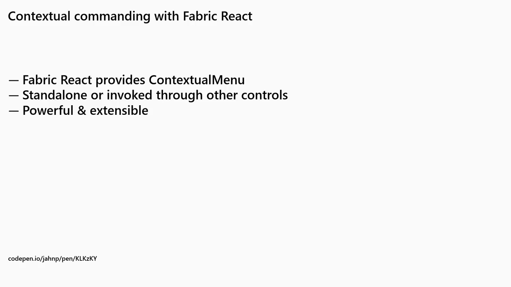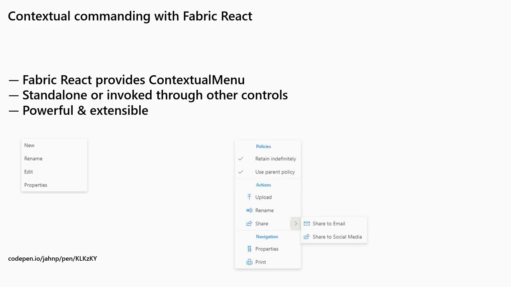And luckily, Fabric React makes it super easy to do this. We give you the contextual menu control, which, like the command bar flyout on Windows, can be invoked by other controls or used standalone in custom contexts. So if you wanted to add a contextual menu to your own kind of setting, you could use this control for that. So I should actually probably show you what it looks like. So it's powerful and extensible, just like the command bar flyout. You can add headers, submenus, icons, selection behavior, even custom renderers to add like a search box to the top, and a lot more.